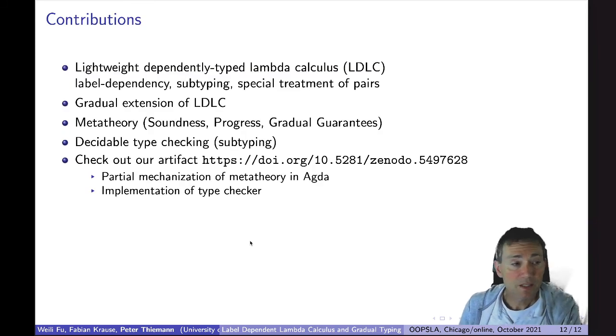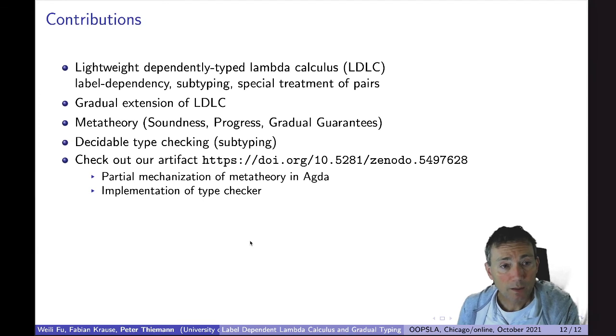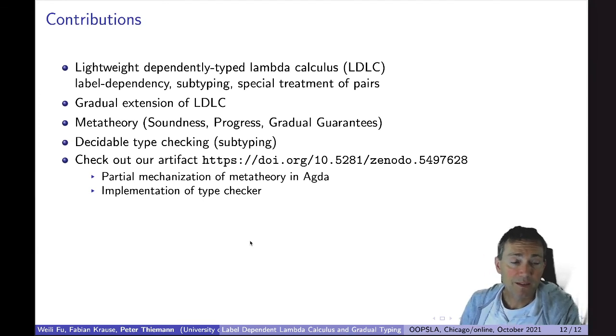Right, and this leads me to the conclusion. So we've shown you a lightweight dependently typed lambda calculus, LDLC, which features a label dependency, which I hope I've been able to explain to you, subtyping, and a fairly special treatment of pairs. Then we've shown you a gradual extension of the label-dependent lambda calculus. We've established the meta theory, soundness, progress, and gradual guarantees, and we've shown that type checking here is decidable, including the subtyping.